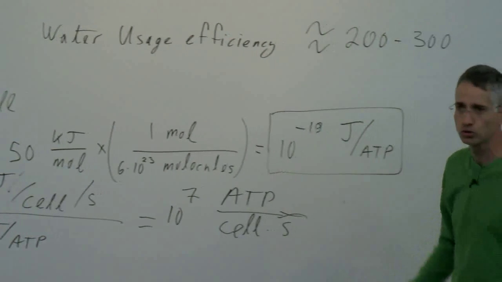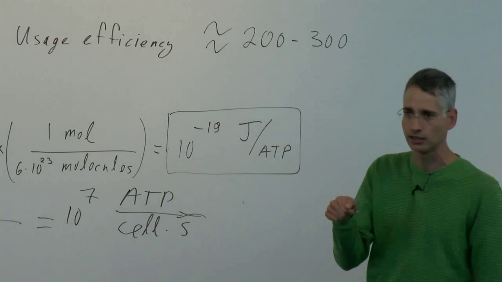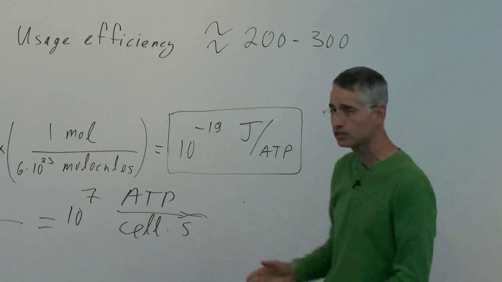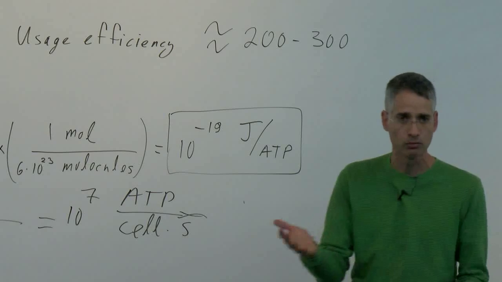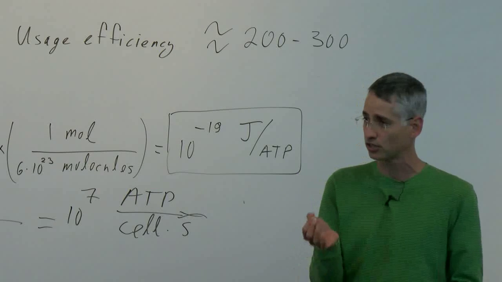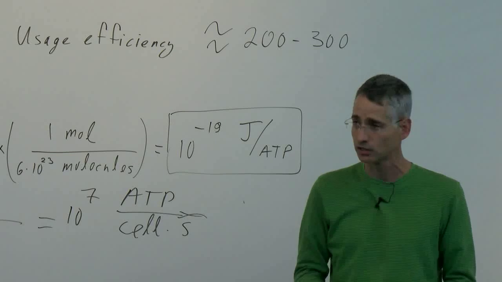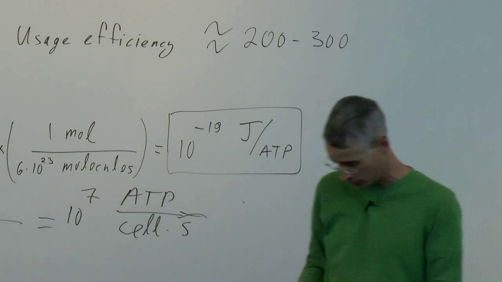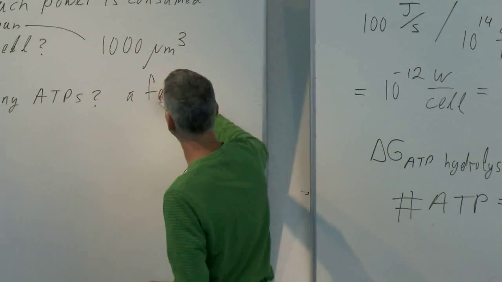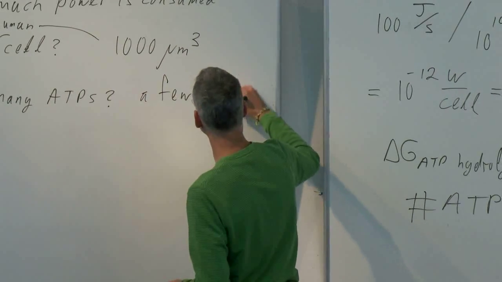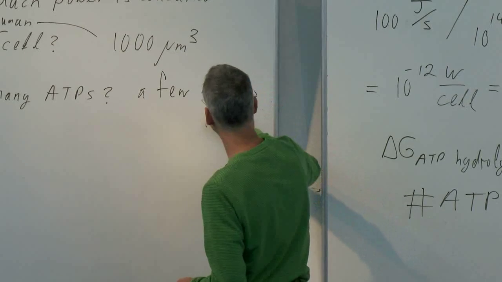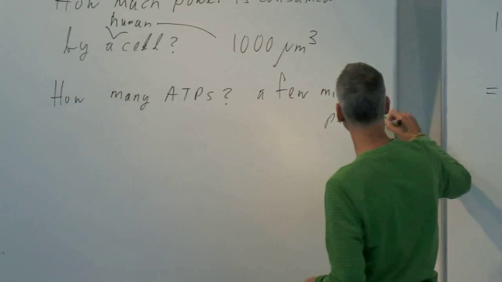So from that, I don't want you to take 10 million ATPs necessarily. What I want to say, this is like roughly a million or a few million ATPs per cell per second. That's roughly the take-home message of how many ATPs I get out of it, and this would be my answer to this. A few millions per second.